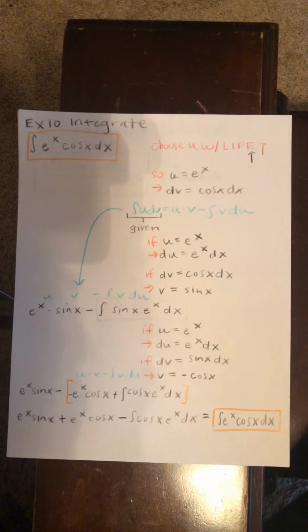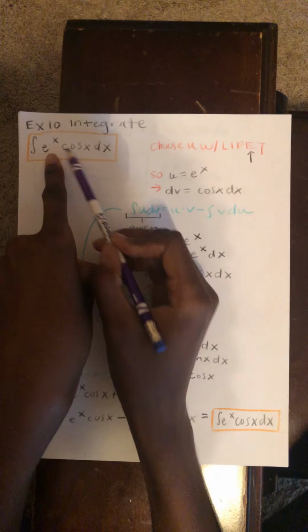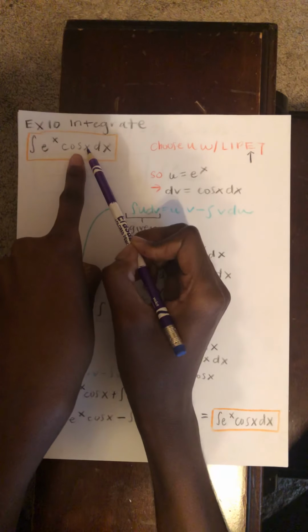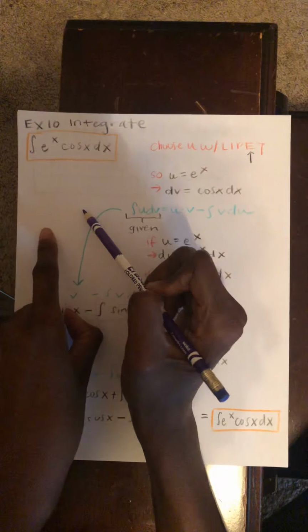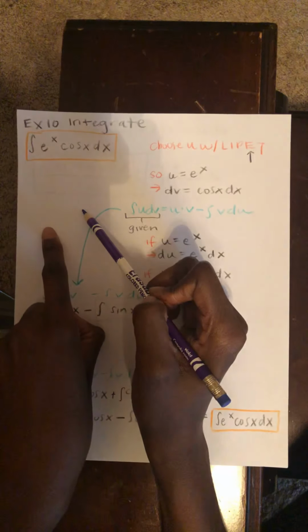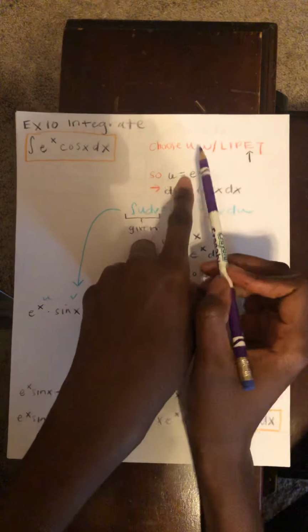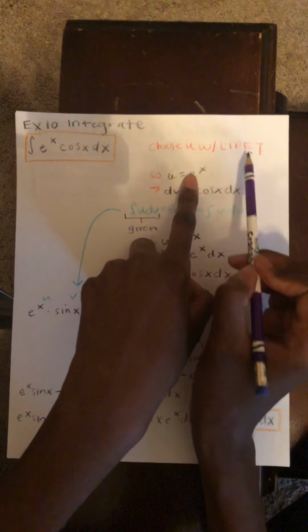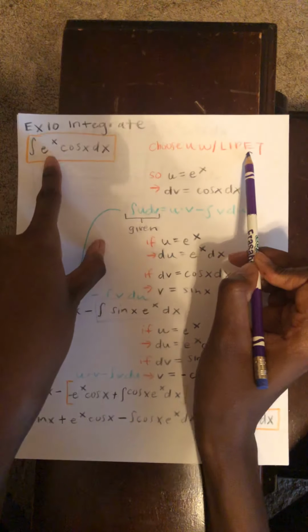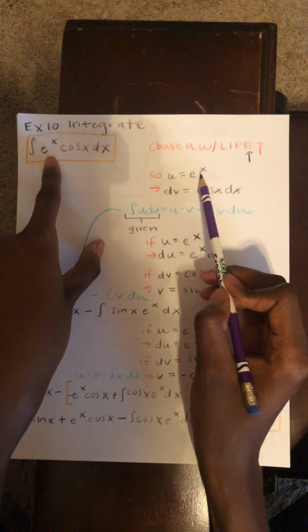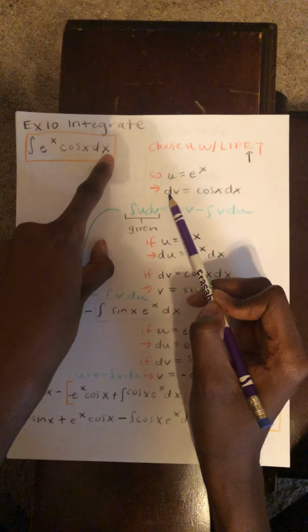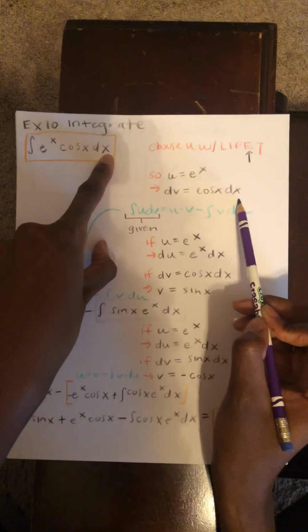Okay, so for this one, neither of these, e to the x or cosine x, will go to 0 as we keep taking the derivative, so we cannot use the tabular trick. So we go back to integration by parts, and we choose our u using LIATE. Our E for exponent is the first thing that comes up, so we let u be e to the x, and dv is going to be everything else, which is cosine x dx, okay?